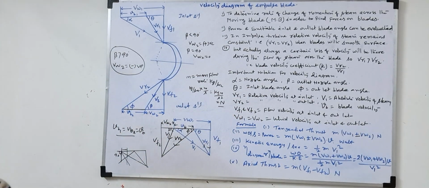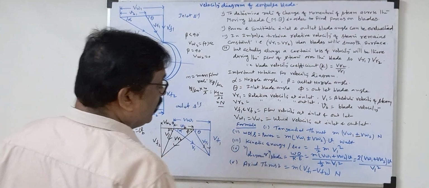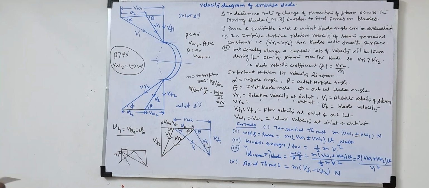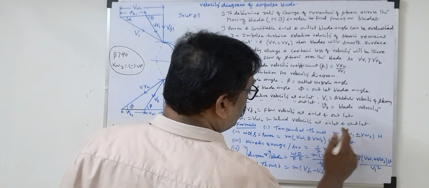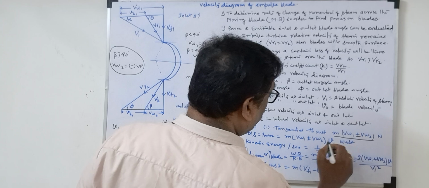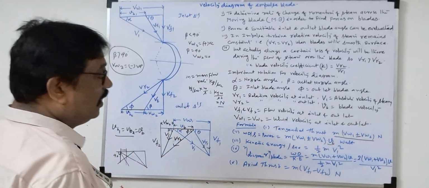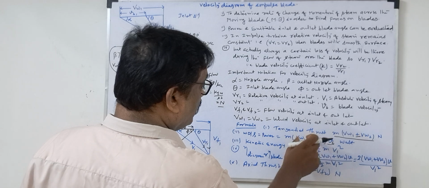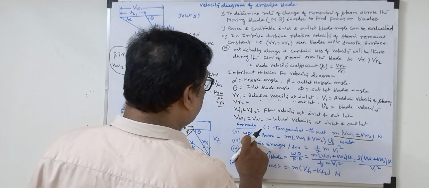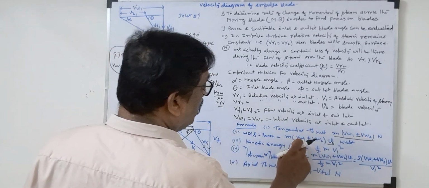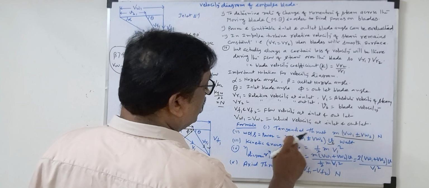Now the power or work done per second. Work done per second you can also say is tangential force times blade velocity. Tangential force times blade velocity VB. Tangential thrust times blade velocity is known as work done per second, or power. So this unit will be meter per second.